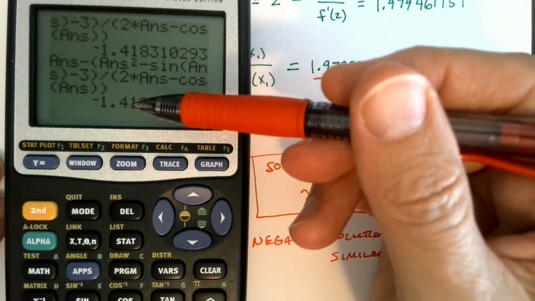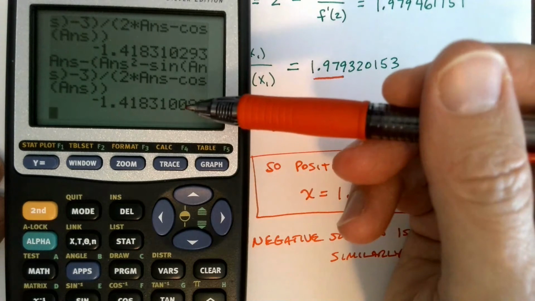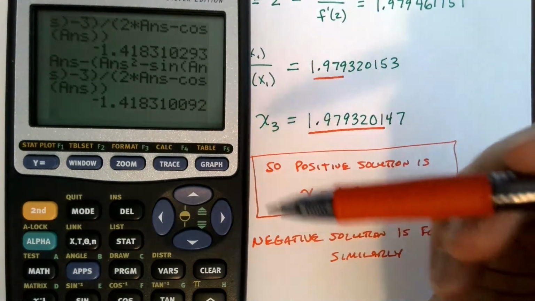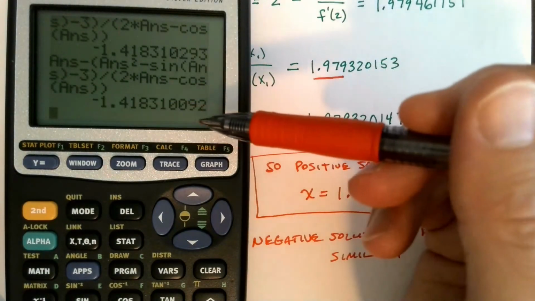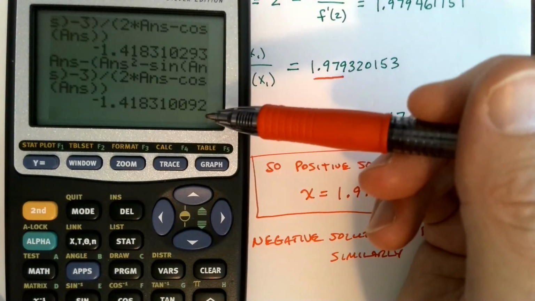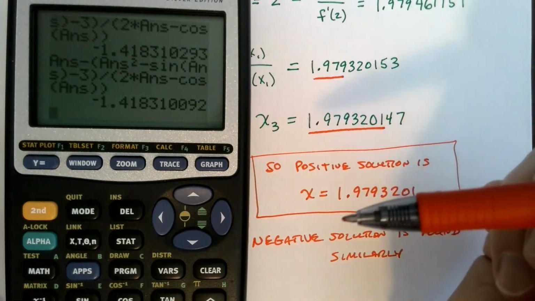So about negative 1.4183101, I guess, if we want to round that up because of the 9 there. But either way, we've got it at least to 7 decimal places here. So pretty quick convergence in this case to the roots, to the solutions of this equation.